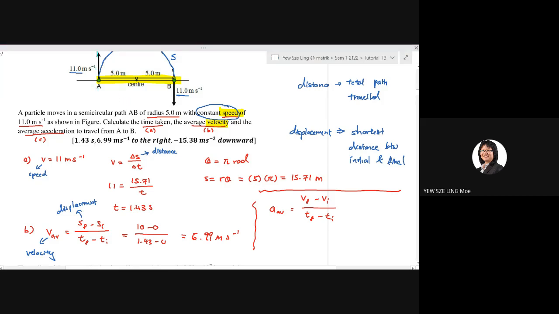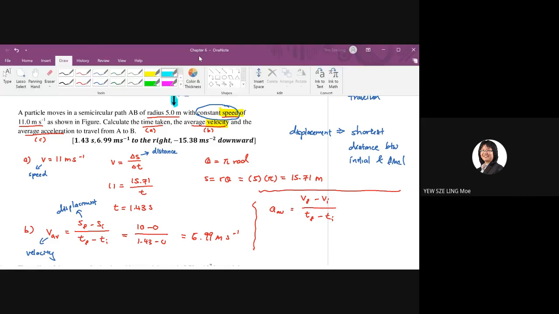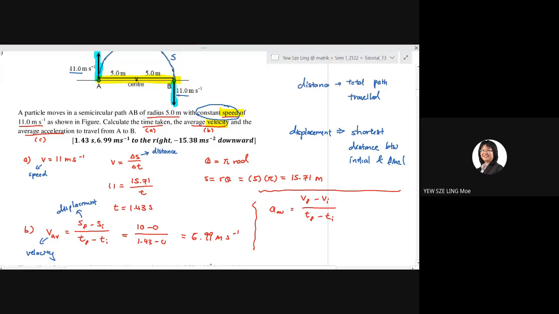At point A, velocity is going up, which tells you this V is a positive V. At point B, your velocity is pointing downward. So this would be a negative V. Negative and positive. Now let us complete the calculation.